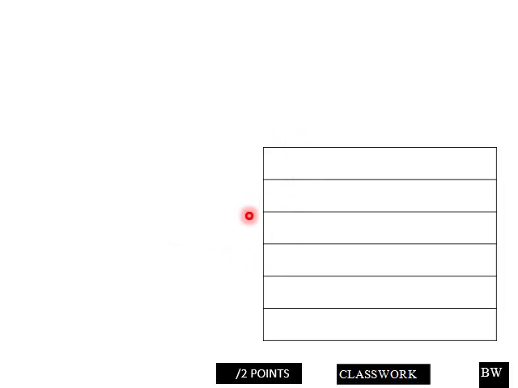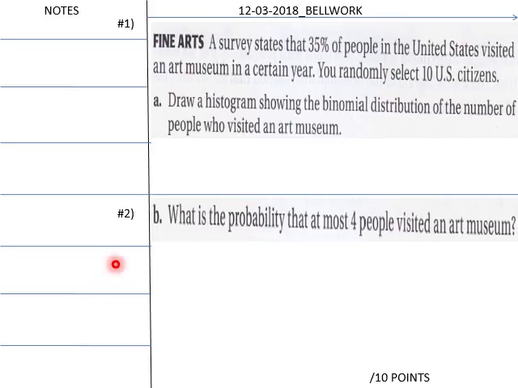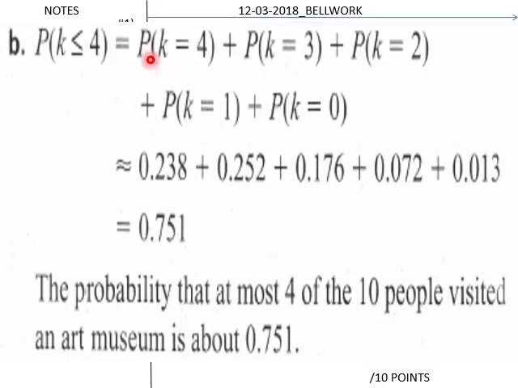And then here is the histogram that you can use for the bell work. This is a general table here to use as your histogram. Okay, now this is the answer here.